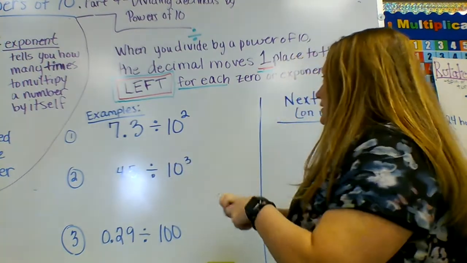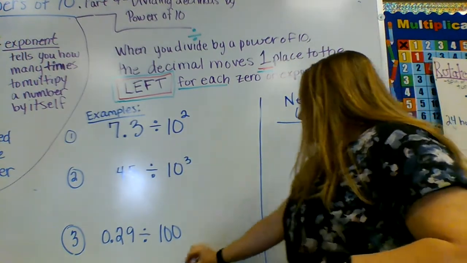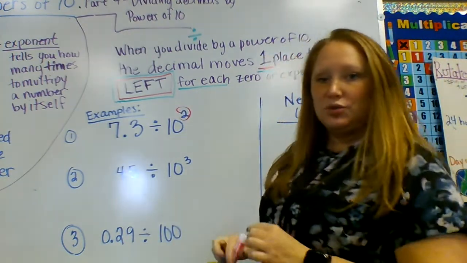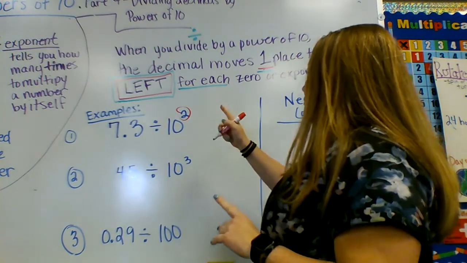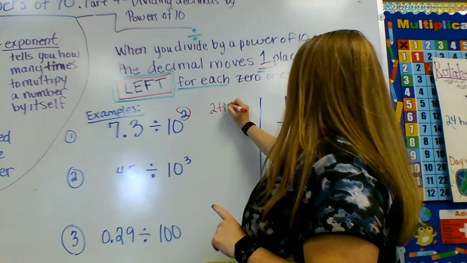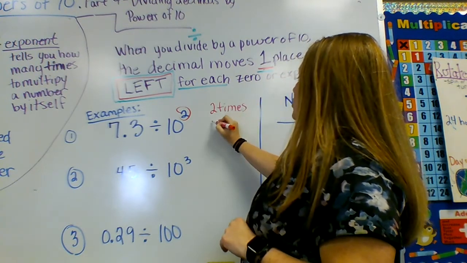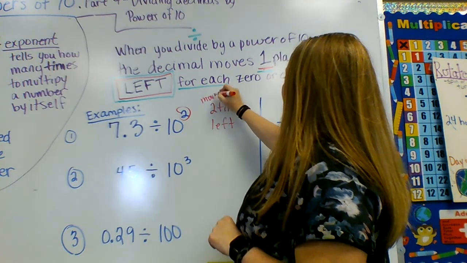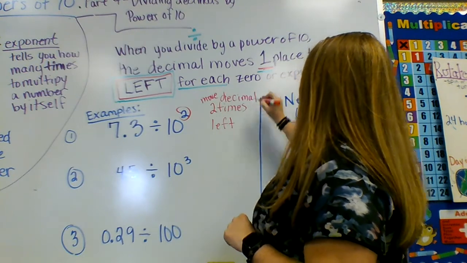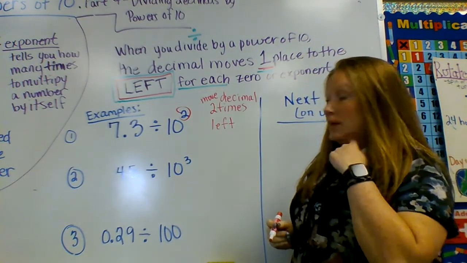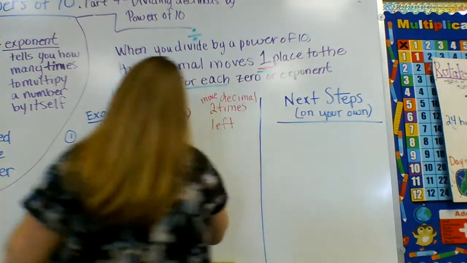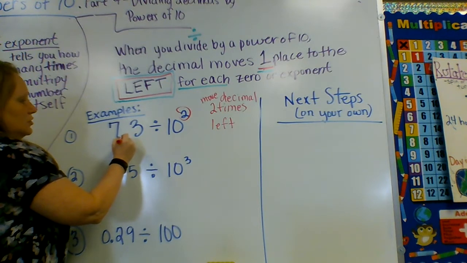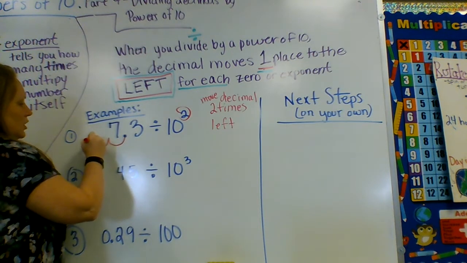We have 7 and 3/10 divided by 10 to the second power. What is our exponent? Our exponent is 2, right? So that tells me I need to move the decimal 2 times which direction? To the left. Move the decimal 2 times to the left. So I'm going to start at my decimal and I'm going to go to the left. I'm going to go 2 times. 1, 2. Then I'm going to put a new decimal.